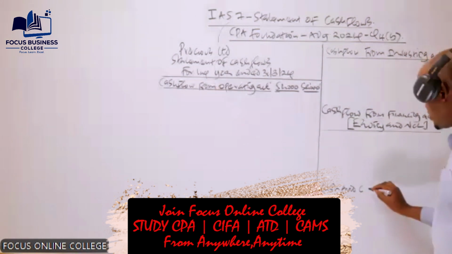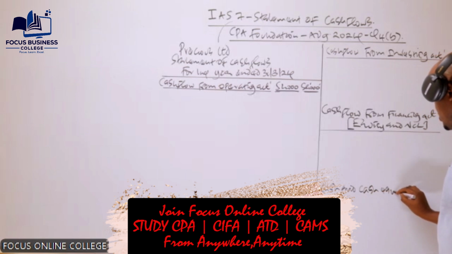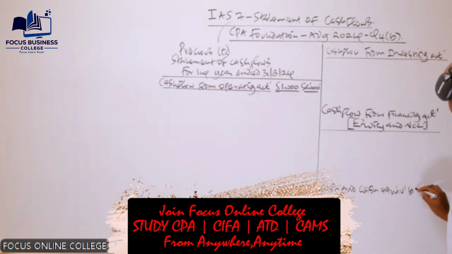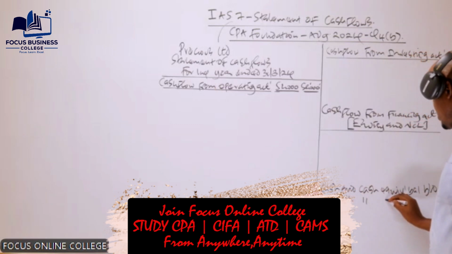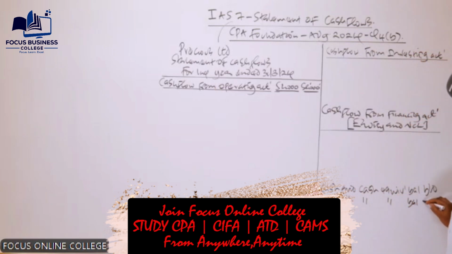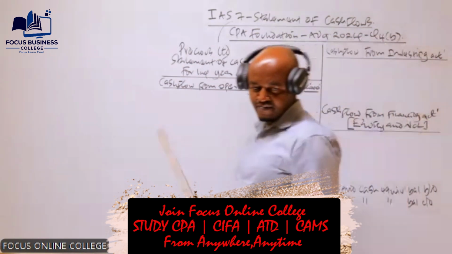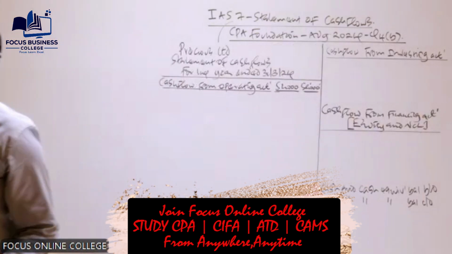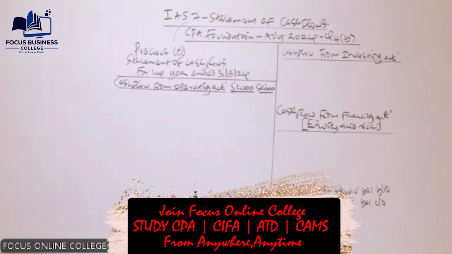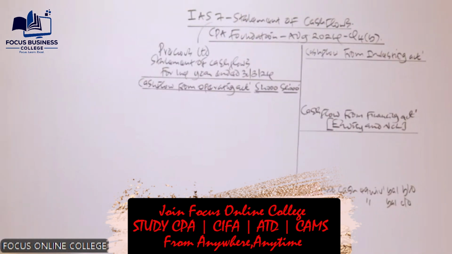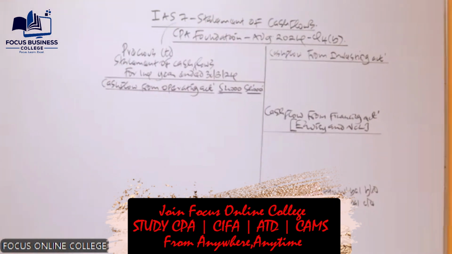This is cash and cash equivalent balance brought down. And also we record the cash and cash equivalent balance carried down. That's the first thing you need to have anytime you come across this particular question for cash flow.